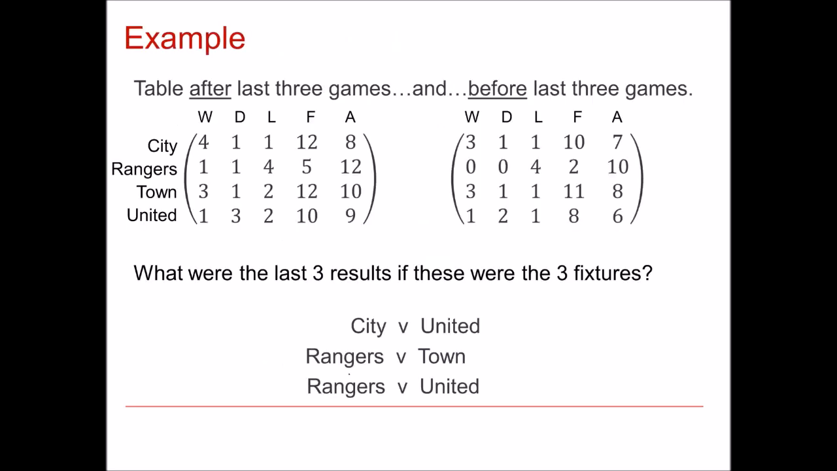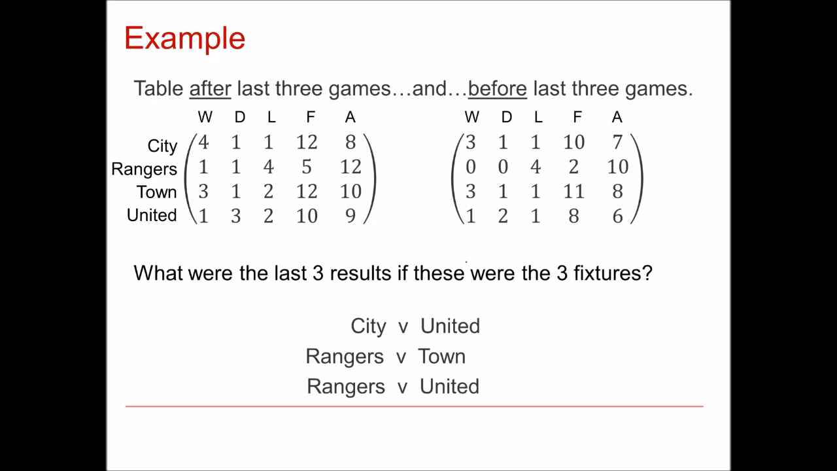Let's look again at our first example. These matrices give us information about football matches. If you're not familiar with that, W stands for matches won, D for matches drawn, L for matches lost, F for goals scored for, and A for goals scored against. City, Rangers, Town and United are just football teams. Here we've got the final matrix, and we've also got the matrix before the last 3 games were played. Can we work out those last 3 results if we know what the fixtures were?